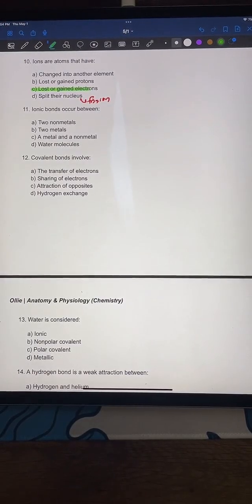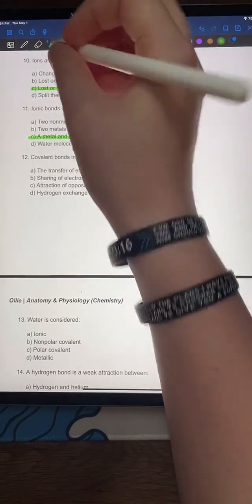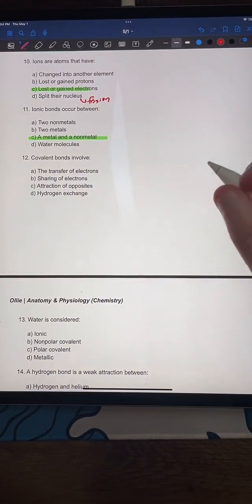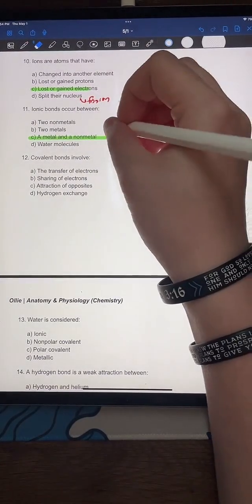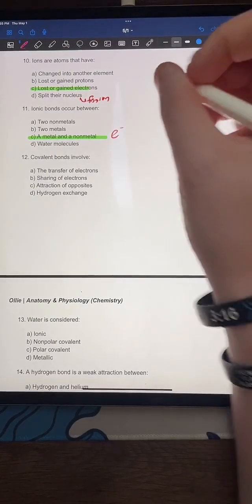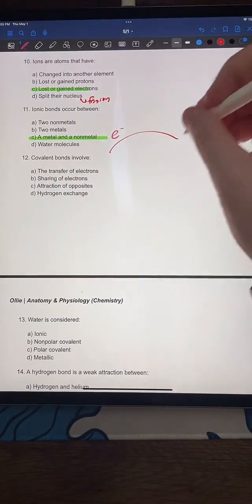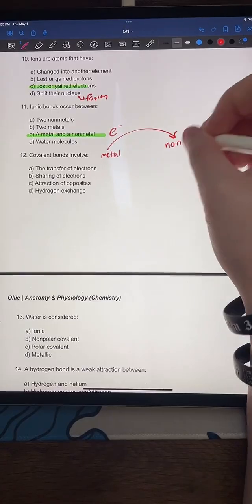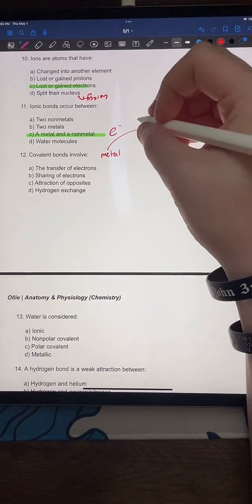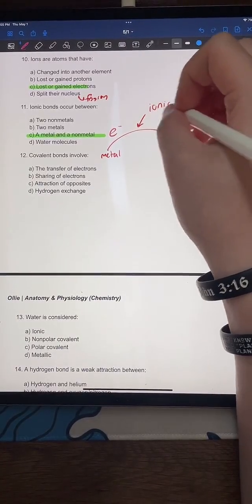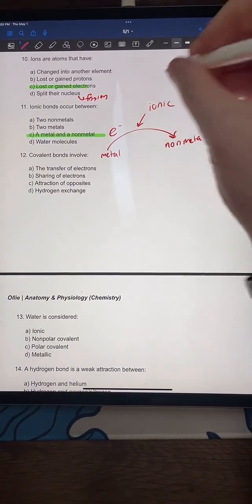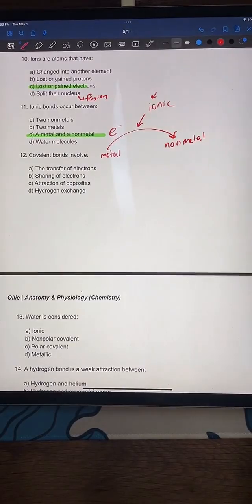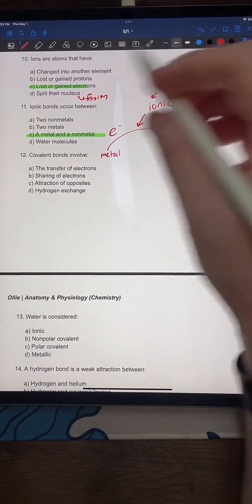Number 11, an ionic bond occurs between, it is C, a metal and a non-metal. This is because ionic bonds form when electrons, so I always write electrons as just an E and negative, get transferred from a metal to a non-metal. And this is what is known as ionic. So it takes it away. The way that I always remember that, you can also say steal. Think of it like I is me, I'm taking away electrons.